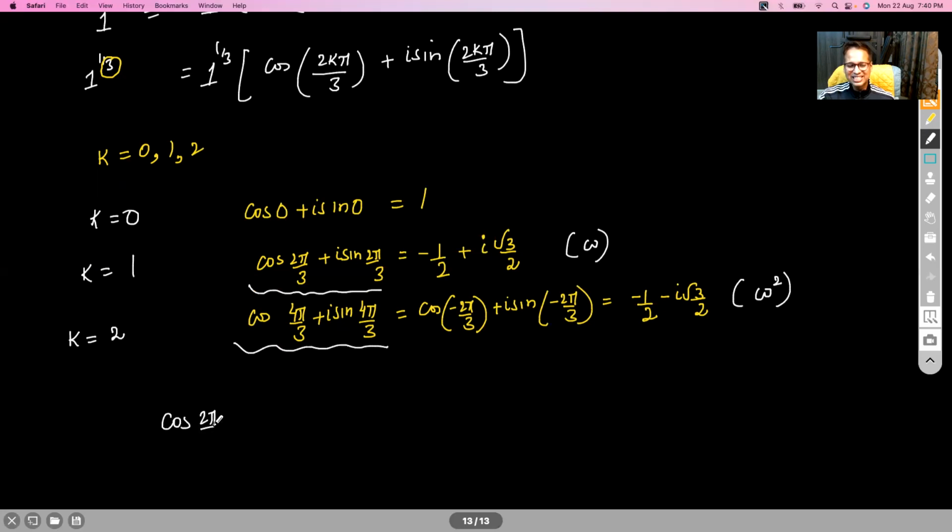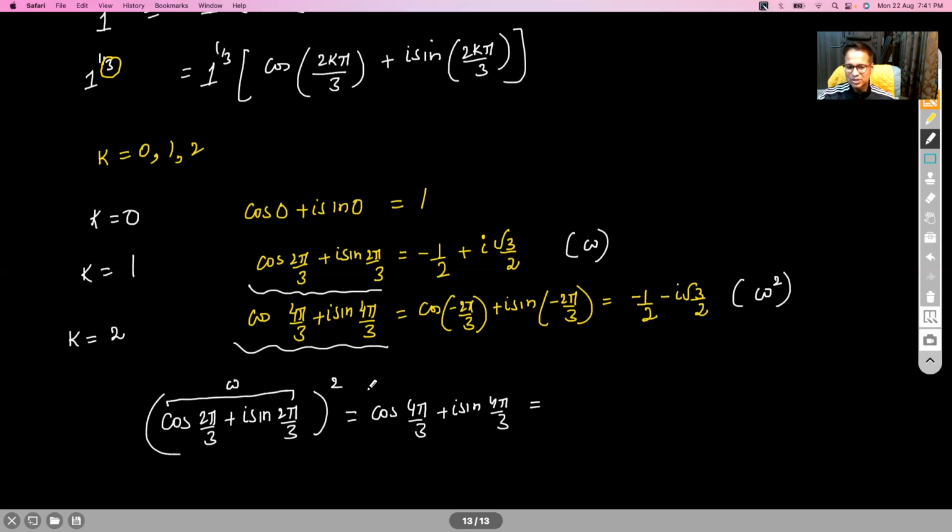So if I do this operation, what will happen? As per de Moivre's theorem, this 2 will go and multiply with the argument, isn't it? So won't it become cos 4 pi by 3 plus I sin 4 pi by 3? And that is the square of the omega. So this term is actually omega. This term is actually omega. So square of this will be omega square.